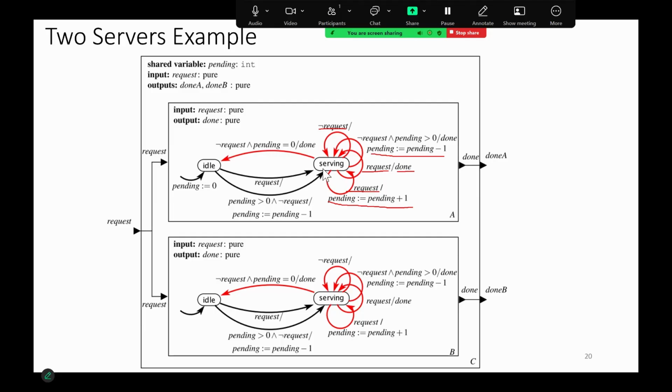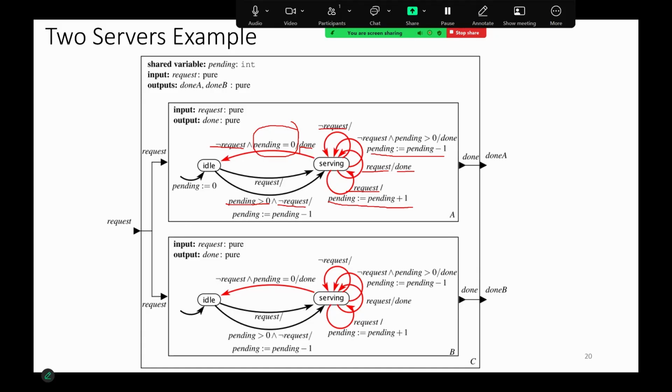And if we are serving and there is no new request and the pending queue is 0, we output done and go to idle. If we got a request, we go serving. If the pending is greater than 0 and there is no request, we decrease the pending by 1 and go to serving. Is it clear? And the same state machine is repeated down.